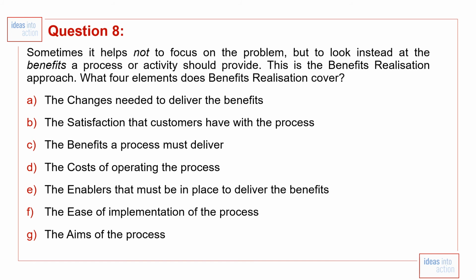Is it A, the changes needed to deliver the results? B, the satisfaction that customers have with the process? C, the benefits a process must deliver? D, the costs of operating the process? E, the enablers that must be in place to deliver the benefits? F, the ease of implementation of the process? G, the aims of the process? Which 4 of those are the 4 elements of benefits realization?